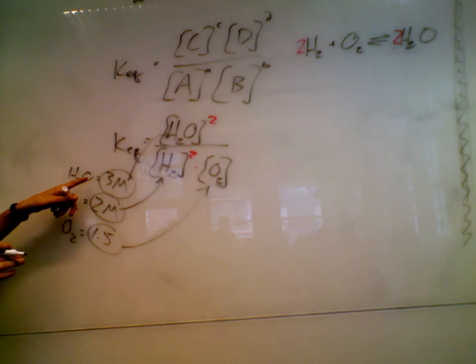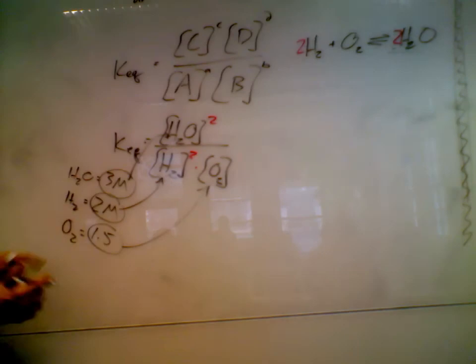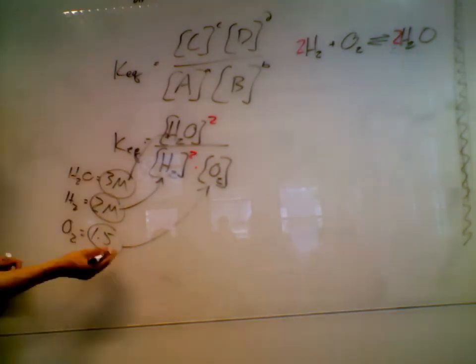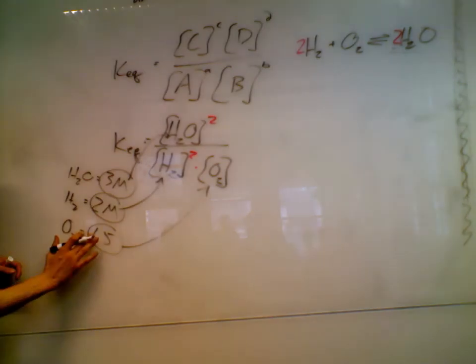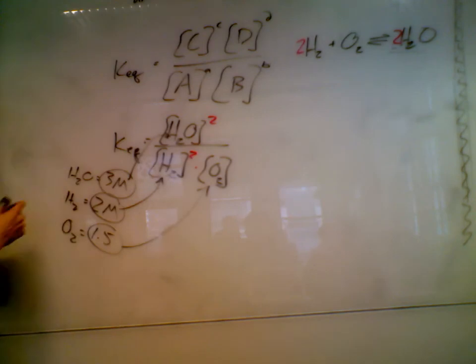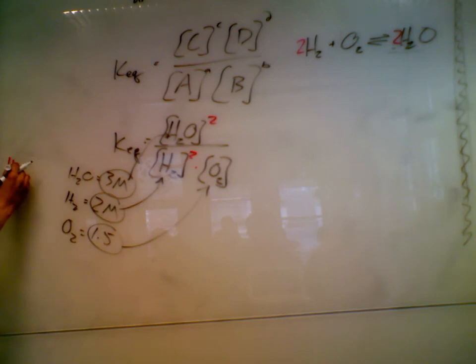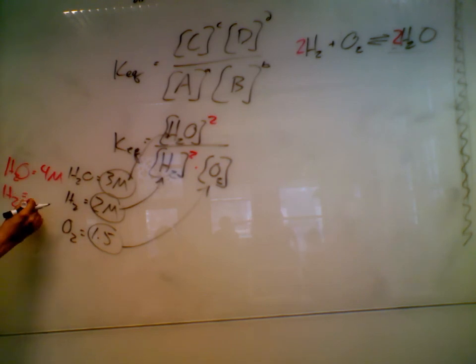Once we figure out the KEQ here, I can change these numbers and leave, let's say, O2 blank. Okay? So let's say now the new stress is H2O is 4 molar, and H2 is 3 molar, and now I want you to find out what O2 is. We don't know what that is.